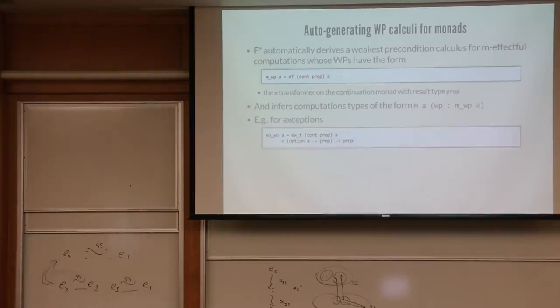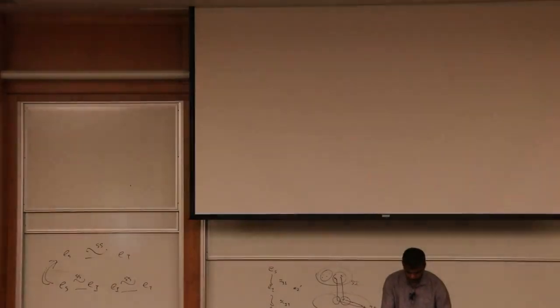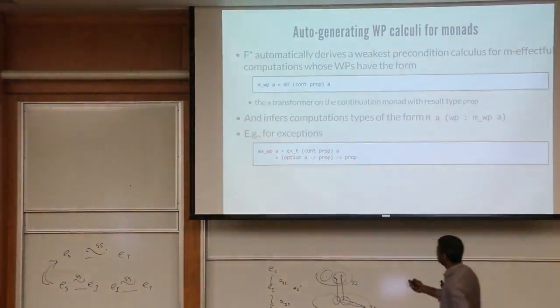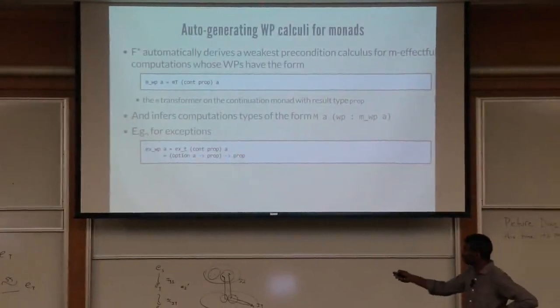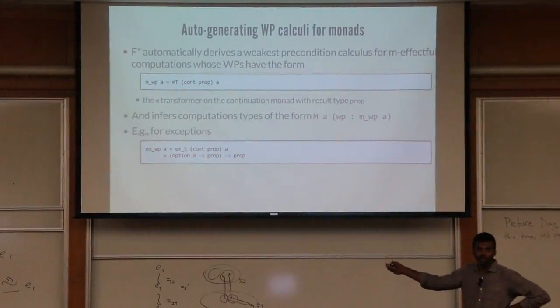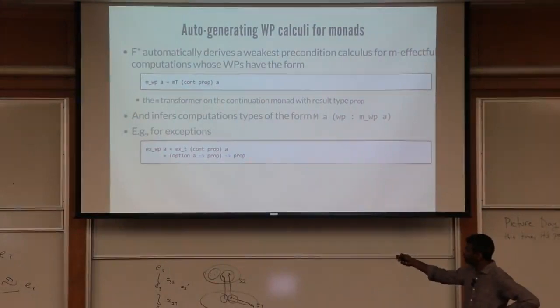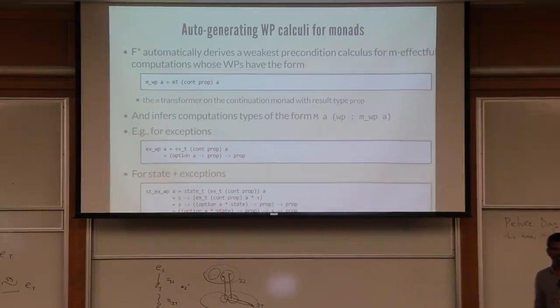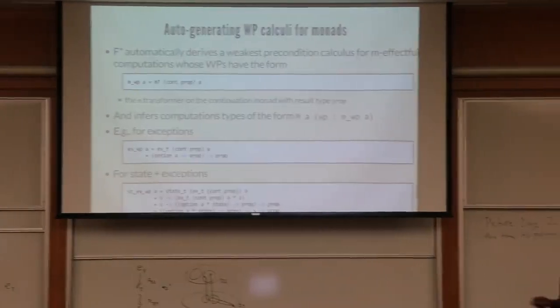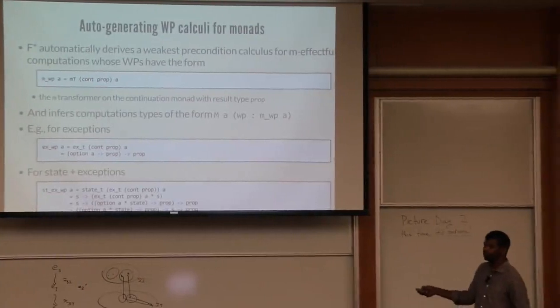So for exceptions, for instance, it would look like the exception monad transformer applied to the continuation monad with result type prop. And that would look like whatever type of exceptions you have, let's say it's options: option A arrow prop to prop. And you can combine this. You can combine state and exceptions and get combined WPs and so on. I'm not going to show you that.